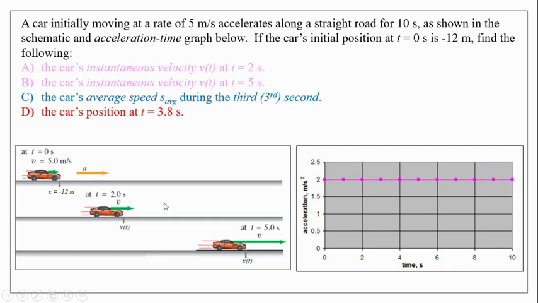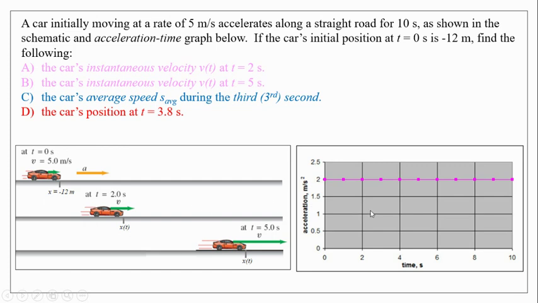So here, the schematic shows that the car is initially moving at a rate of 5 meters per second, as indicated by that green arrow. It accelerates to the right here, aka speeding up. Its initial position in this particular problem is negative 12 meters. So here, it's important to note that the initial position is not 0. Not every problem has to start at 0. Here, it starts at negative 12 meters, so to the left on the number line, and it's going to move to the right.